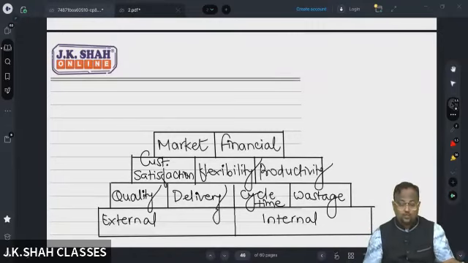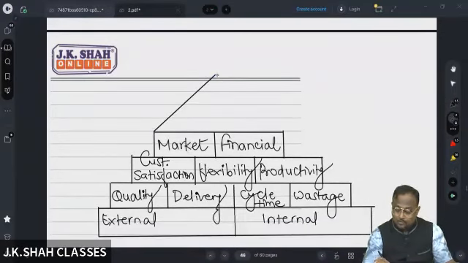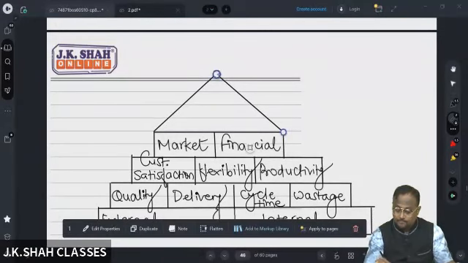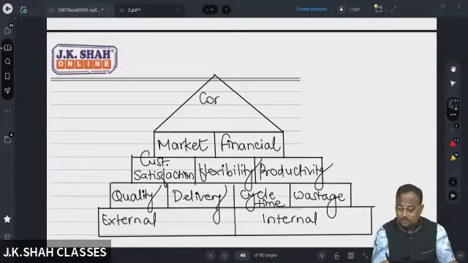So naturally your financial goals are also achieved, and that's your corporate vision.